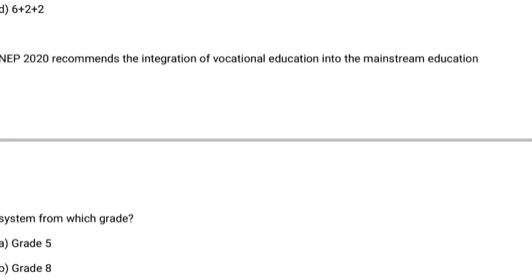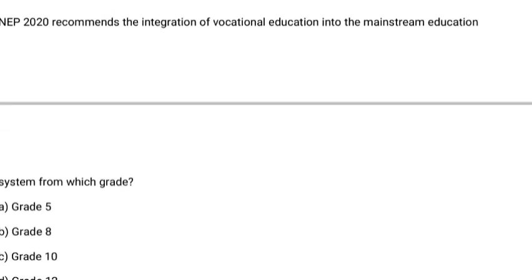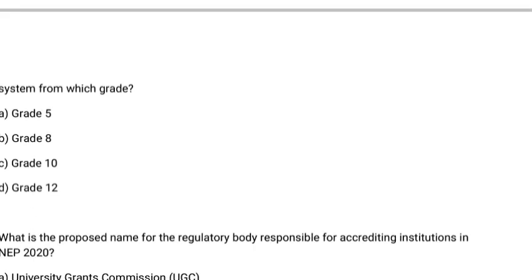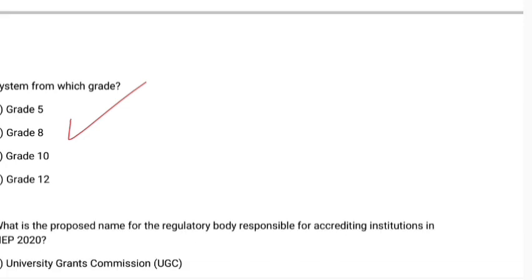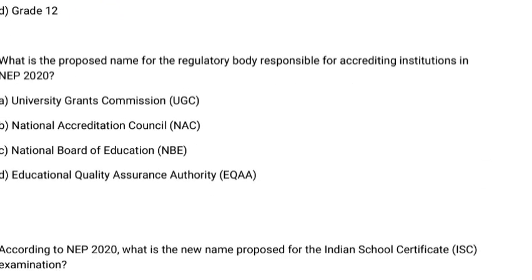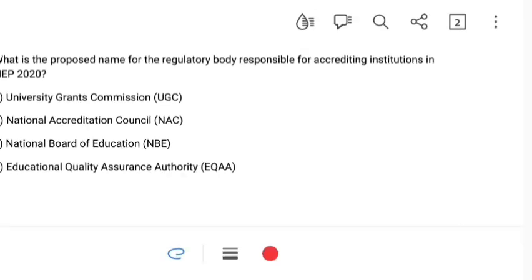Then NEP 2020 recommends the integration of vocational education into the mainstream education system. From which grade? It will be number B, 8th grade. Then what is the proposed name for the regulatory body responsible for accrediting institutions in NEP 2020? It will be National Accreditation Council.